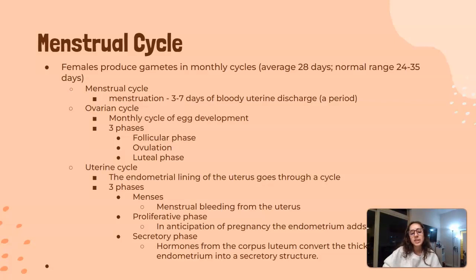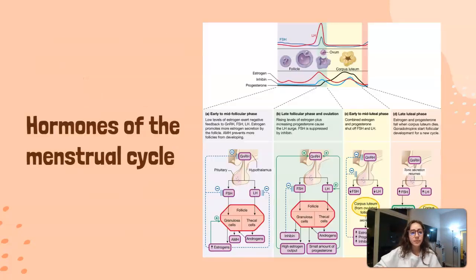The 3 phases are menses, which is menstrual bleeding from the uterus; the proliferative phase, in anticipation of pregnancy, where the endometrium adds a new layer of cells; and the secretory phase, where hormones from the corpus luteum convert the thickened endometrium into a secretory structure. Those basically happen more in the luteal phase, but also going into the follicular phase.